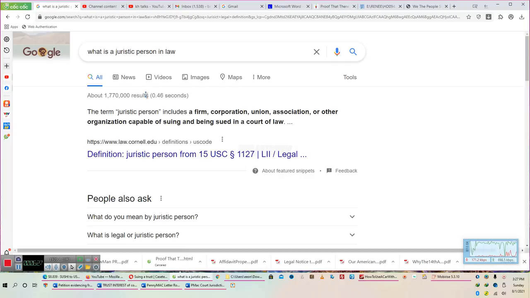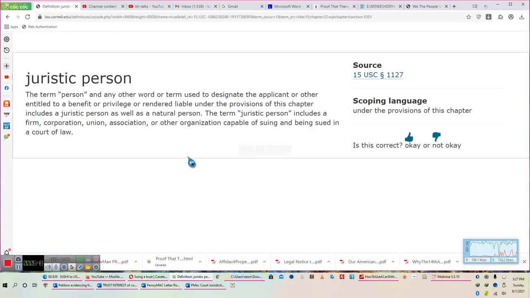The term includes a firm, a corporation, a union, an association, or other organization capable of suing or being sued in a court of law. It is a legal fiction. Now, hold on. We went to Cornell Law. Cornell Law, they actually have a statute that defines what a juristic person is. See, hold on. I want you all to pay attention to their definition.